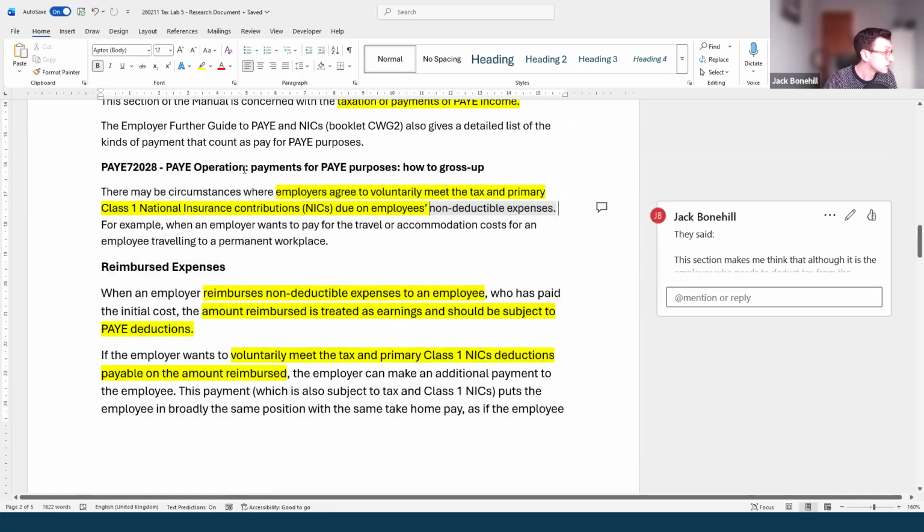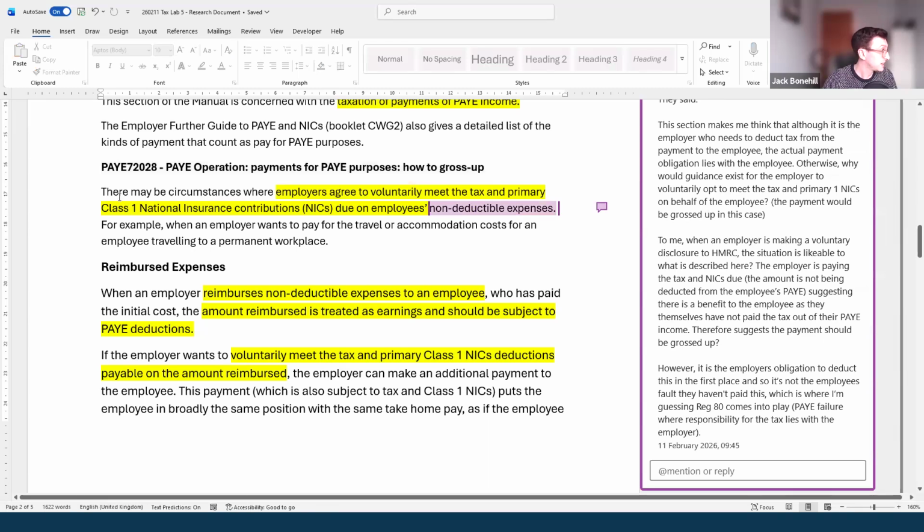So they've got page run income, operation payments for page run purposes, how to gross up. Okay, so this does seem highly relevant right off the bat because it's talking about grossing up. And our question basically is, do you need to gross up or do you not need to gross up when we're dealing with payroll errors? So they found something here that says there may be circumstances where employers agree to voluntarily meet the tax and primary class 1 national insurance contributions due on employees' non-deductible expenses.